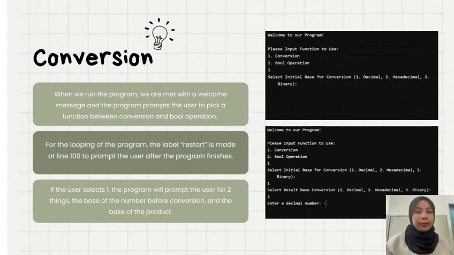So I'll be explaining the conversion. When the user runs the program, the user is met with a welcome message and the program prompts the user to pick a function between conversion and Boolean operation. On this slide, I'll be focusing on conversion. If the user selects 1, which is conversion, the program will prompt the user for two things. One is the base of the number before conversion, and the other is the base of the product.